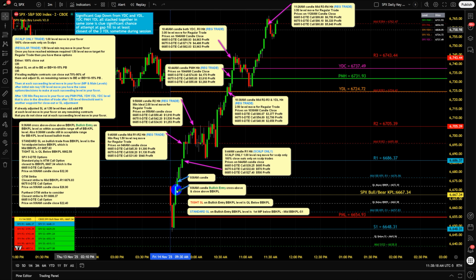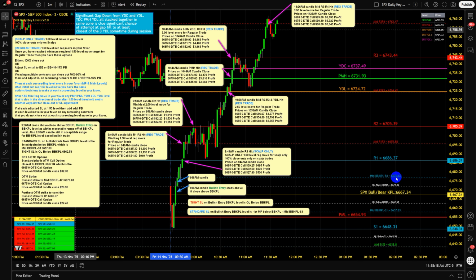Okay, so now we have the reverse of the other trade that we started out with. We still have the same process for figuring out what are the three options that we have on this particular trade. Again, this trade is a bullish trade off of the bull bear KPL level. So our at the money strike is going to be the strike closest to the bull bear KPL of 66.6734. So that is going to be the 66.65 call option.